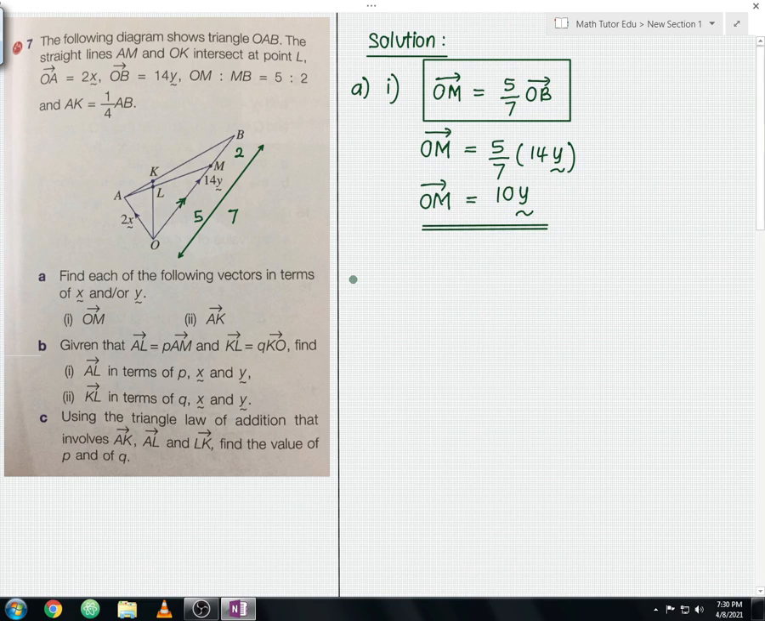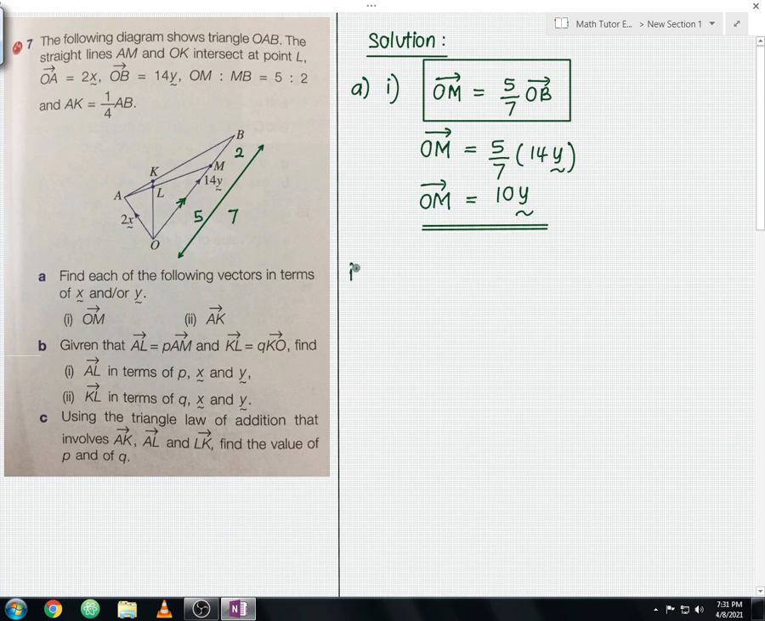Let us proceed our discussion for the question A part 2, where we need to find the vector AK. In the diagram, it's given the relation between AK and AB, where AK is equal to 1 over 4 of AB. So the first step is to find the vector AB. Once you find the vector AB, you substitute it into the relationship and you should be able to find the vector AK. So this is the overall idea on how we're going to solve question A part 2, guys.